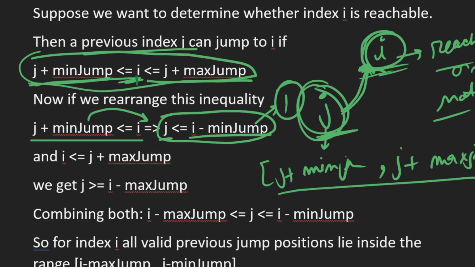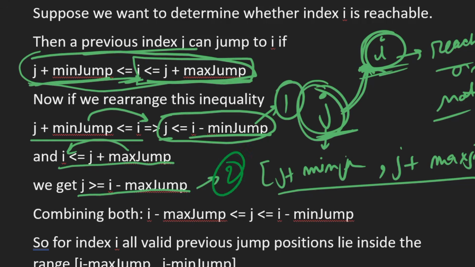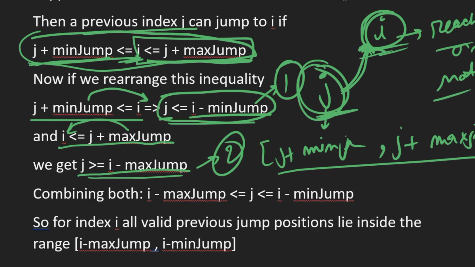And then we solve the RHS part, that is i is less than or equal to j plus max jump. If we shift max jump to the LHS, then we get j is greater than i minus max jump. So this is our second inequality. If we combine the first inequality and second inequality, then what do we get? We get that j is greater than i minus max jump, and j is less than or equal to i minus min jump. And what is j?